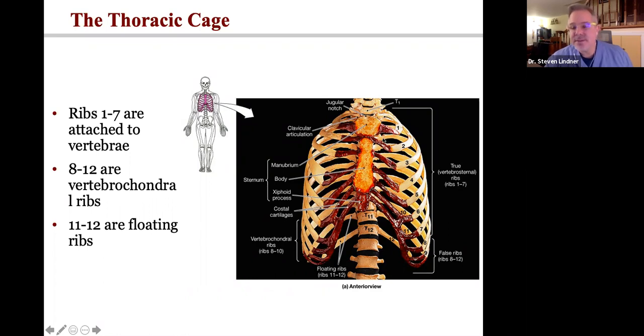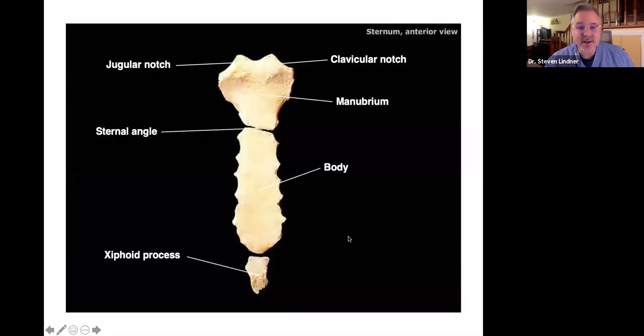So ribs, there's a head of a rib, a neck of a rib, a body of a rib, and they all attach to the vertebrae as well as the sternum, with the exception of ribs 11 and 12. They attach to the vertebrae, but not to the sternum because they don't have any cartilage.